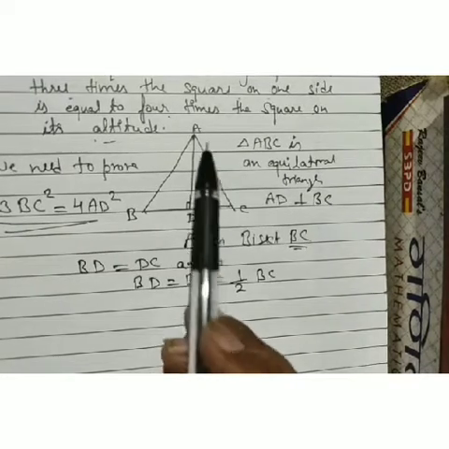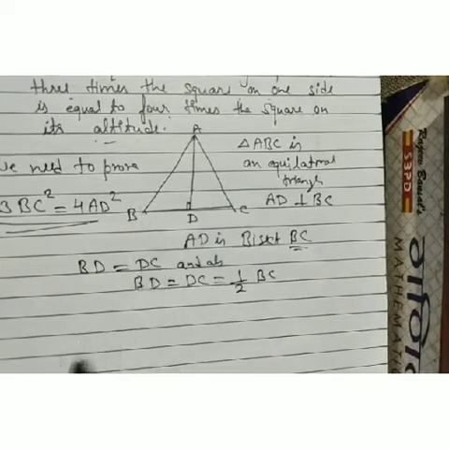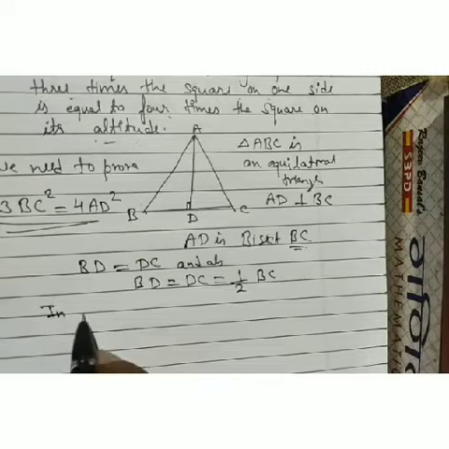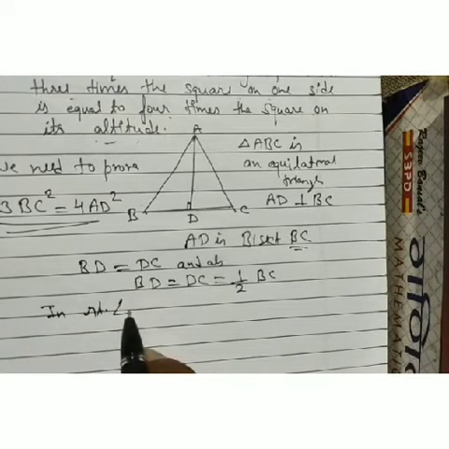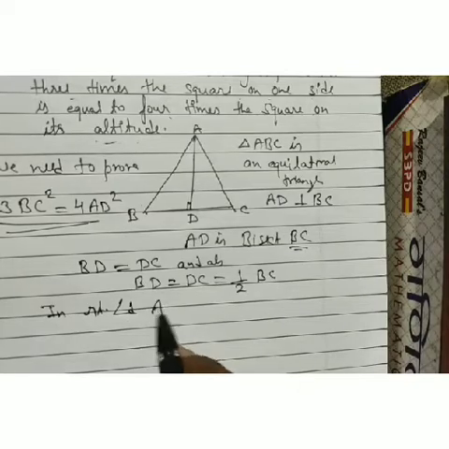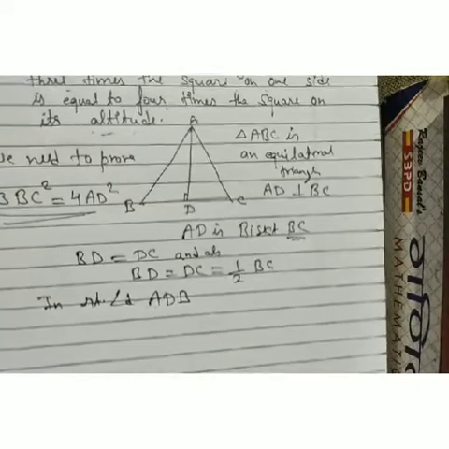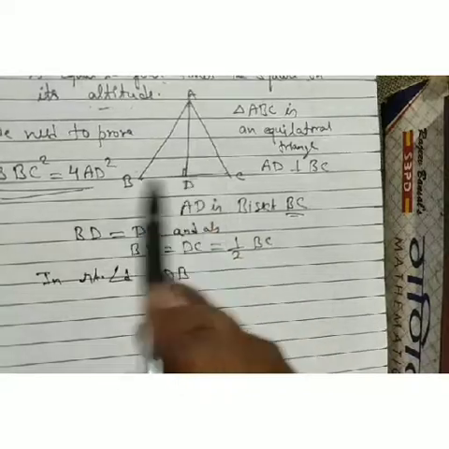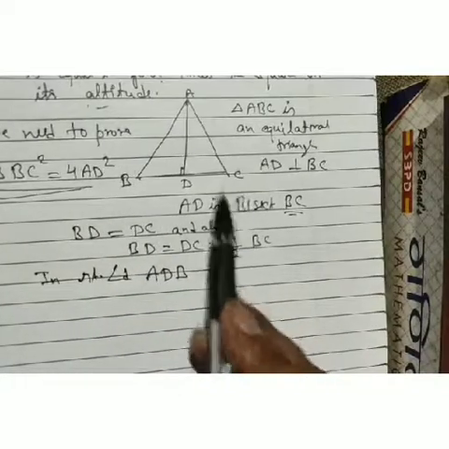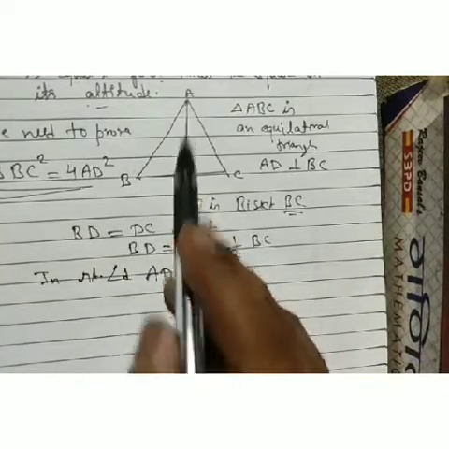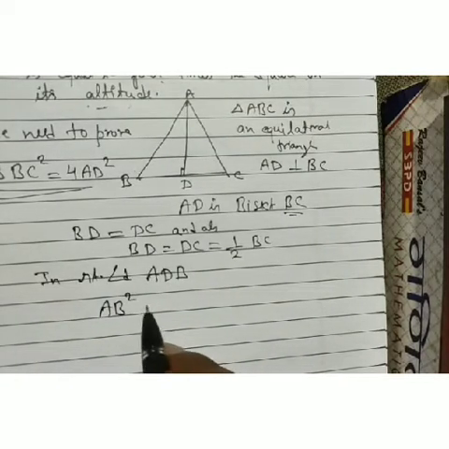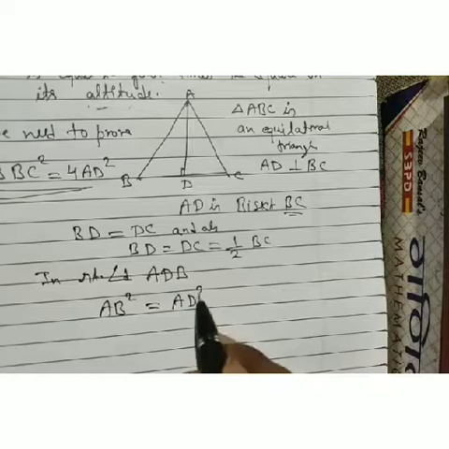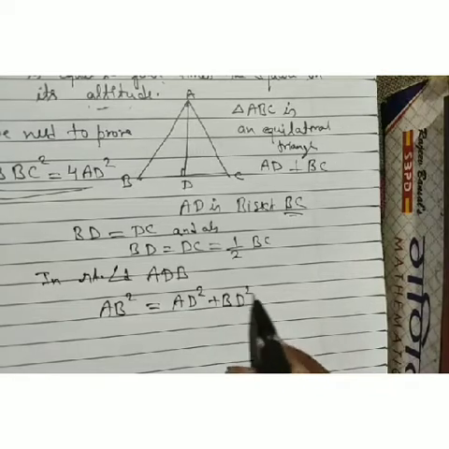We are going to take a right angle triangle ADB. In the right angle triangle ADB, we are going to apply our Pythagoras theorem. Then what do we have? In ADB, our AB is the hypotenuse. Then we have AB square is equal to AD square plus BD square.